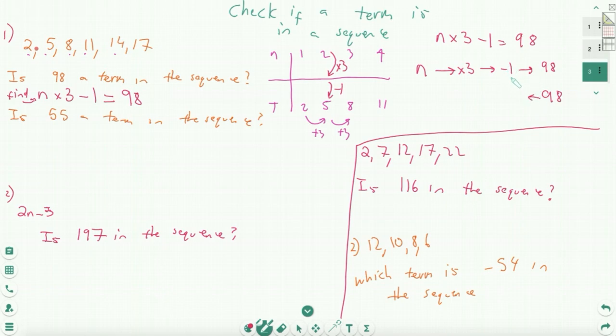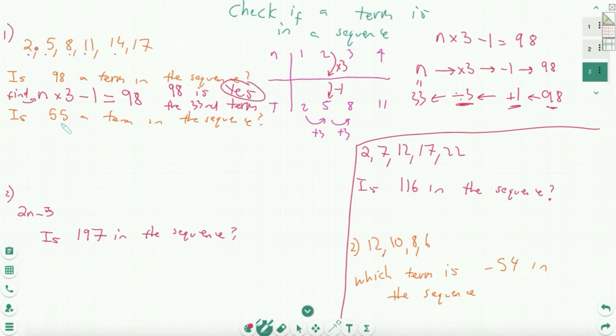The opposite of subtracting 1 is adding 1. The opposite of timesing by 3 is dividing by 3. Let's have a look. 98 plus 1 is 99. Divide by 3 is 33. N is 33. So we can say 98 is the 33rd term. So it is in the sequence. So we say yes. It's the 33rd number in the sequence.